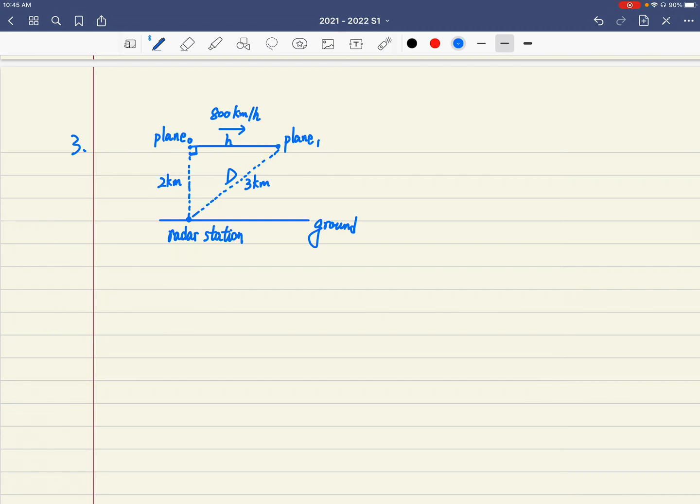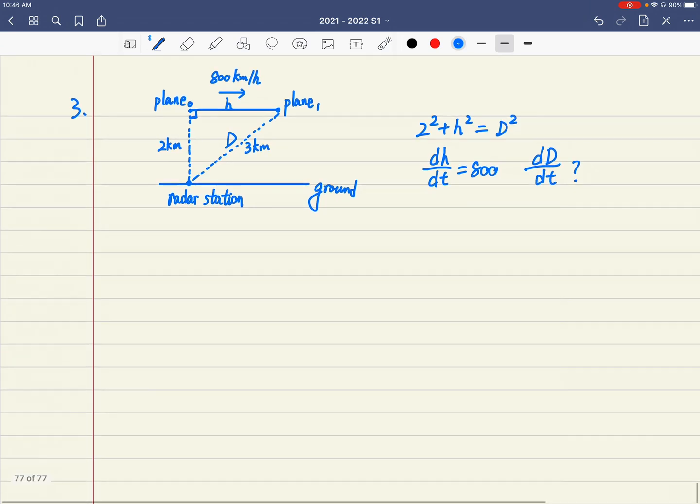So first, because it's a right angle triangle, we can write down this equation very easily: 2 squared plus h squared is equal to d squared. That's the first equation. Then you also know, because the speed of the plane is 800 kilometers per hour, dh over dt is given, it's 800. And the question wants to know what is dd over dt, right? So again, you already have 4 plus h squared is equal to d squared. You just need to differentiate both sides by t.